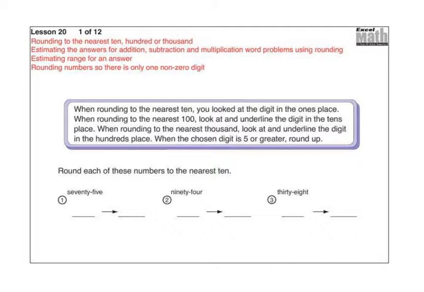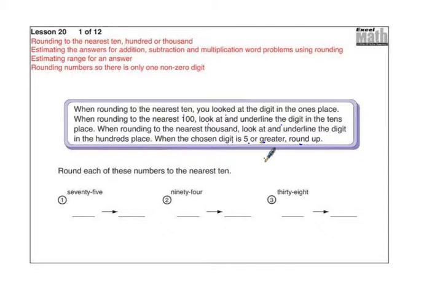When rounding to the nearest 10, you looked at the digit in the ones place. When rounding to the nearest 100, look at and underline the digit in the tens place. When rounding to the nearest 1,000, look at and underline the digit in the hundreds place. When the chosen digit is 5 or greater, round up. In other words, let's take a look at some numbers here.